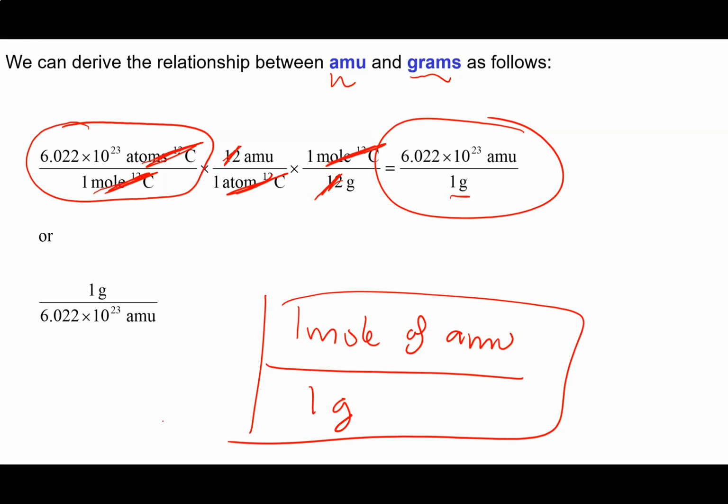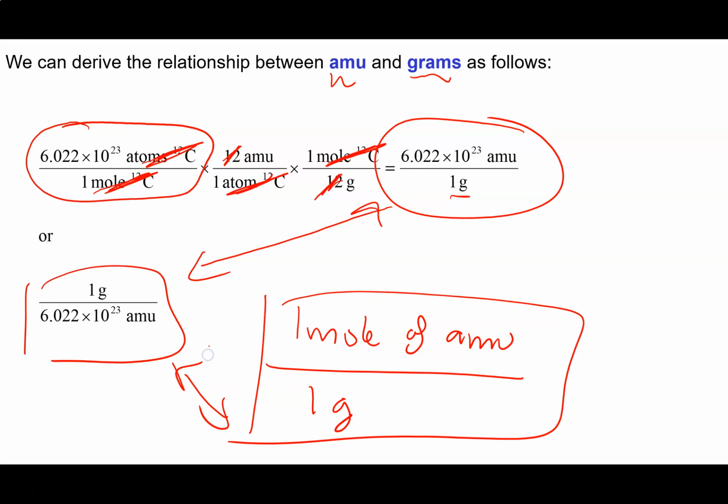All right, that's it. So either way, however you spin this conversion factor, it kind of means the same thing, doesn't it? So these are all equivalent statements. That's the general deal there. There is a mole of AMUs in 1 gram. Alternatively, there are 6.022 by 10 to the 23 AMUs in 1 gram.